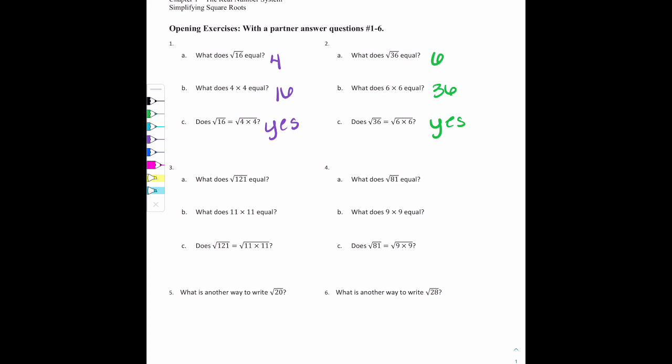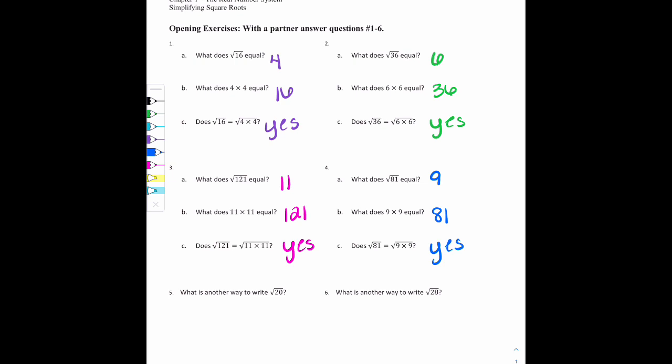In number 3, what does the square root of 121 equal? That would be 11. What does 11 times 11 equal? That would be 121. And does the square root of 121 equal the square root of 11 times 11? Yes. Number 4, what does the square root of 81 equal? That should be 9. What does 9 times 9 equal? 81. Does the square root of 81 equal the square root of 9 times 9? The answer, yes.